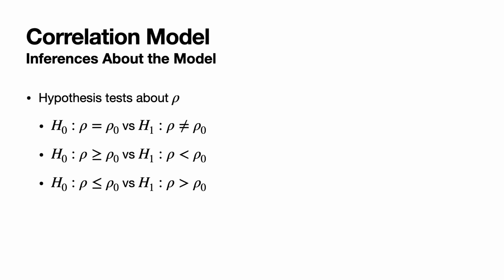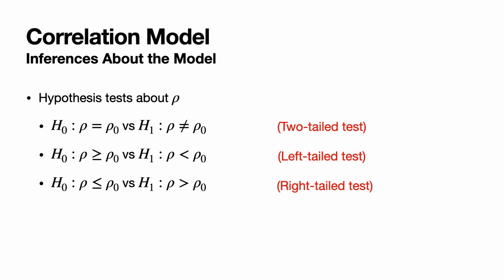And the typical types of hypotheses that are of interest when doing a correlation analysis would be these kinds of hypotheses. So for example, a two-tailed test, where the null hypothesis says that the correlation coefficient is equal to some pre-specified value, rho 0, versus the alternative, which says that rho is not equal to that constant. A left-tailed test, where the null hypothesis says that rho is greater than or equal to some pre-specified value, rho 0, versus the alternative, which says that rho is strictly less than that value. And finally, a right-tailed test, where the null hypothesis says that rho is less than or equal to some pre-specified value versus the alternative, which says that rho is greater than that value.